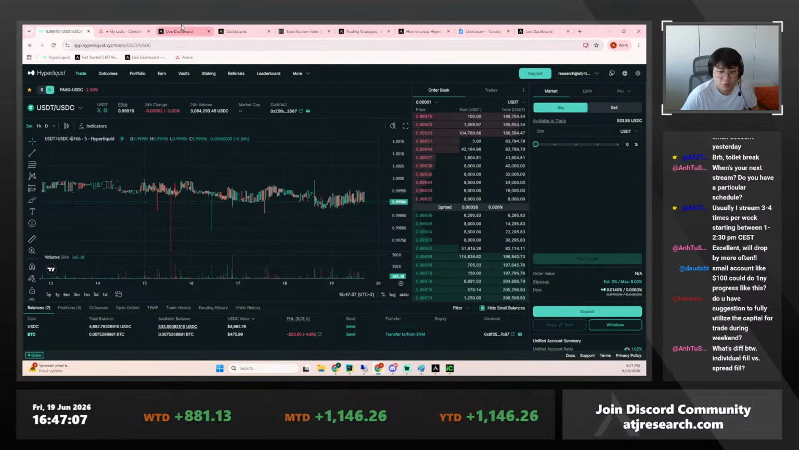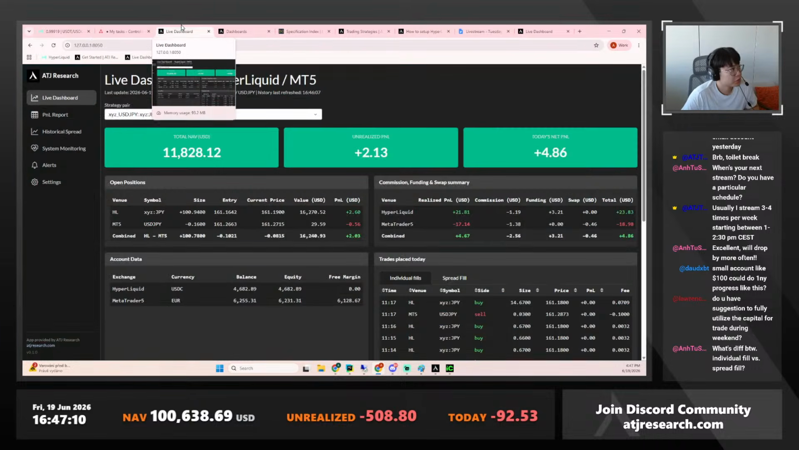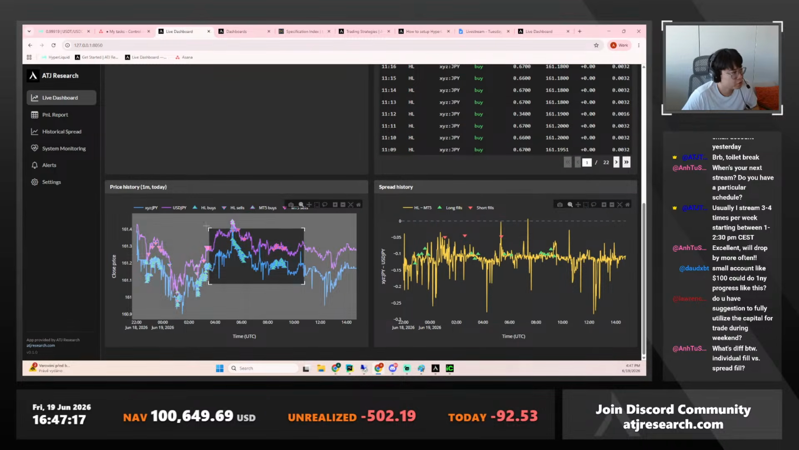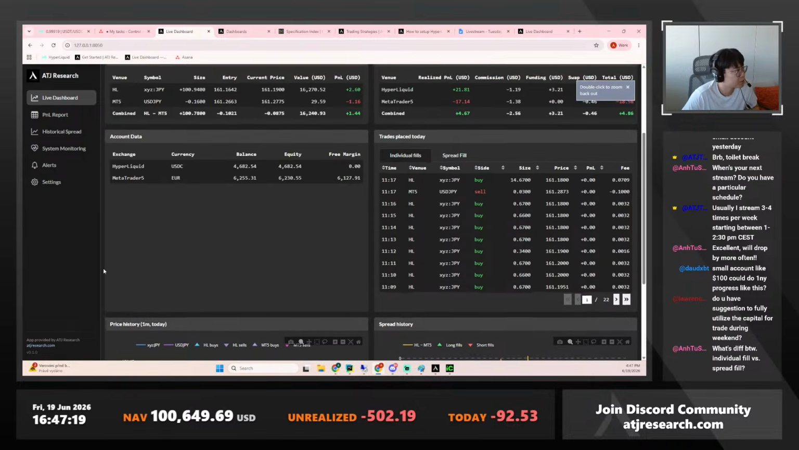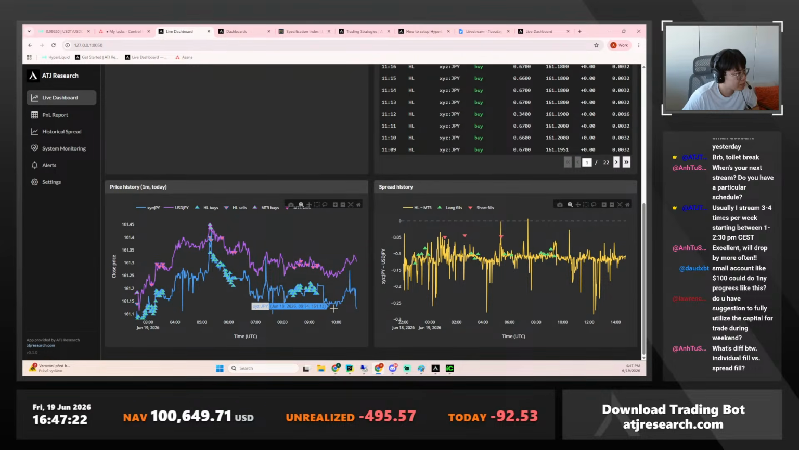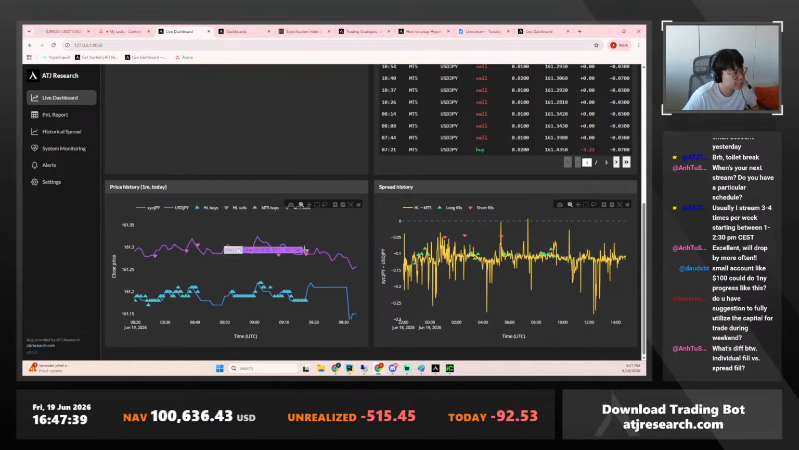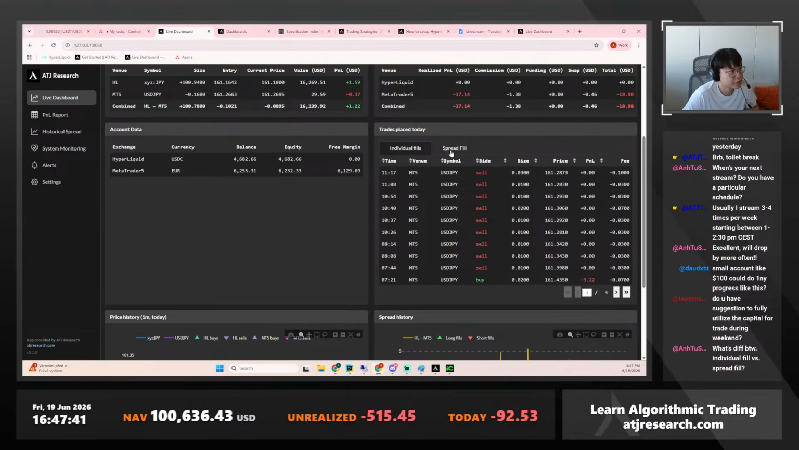Okay, so we have a question. What's the difference between individual fill versus spread fill? Great question. So individual fills are like individual Hyperliquid MT5 fills. So these are these arrows that you see here. So this is the USD JPY price. And down here, we have Hyperliquid buy fills, and up here we have MT5 sell fills, right? And so if you aggregate the difference between the two fills, right?